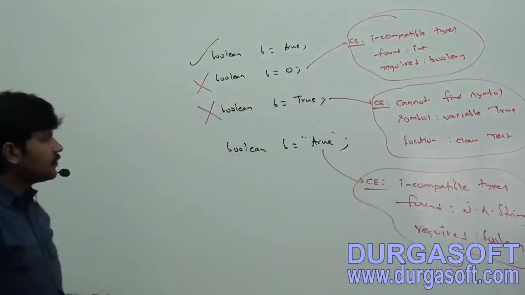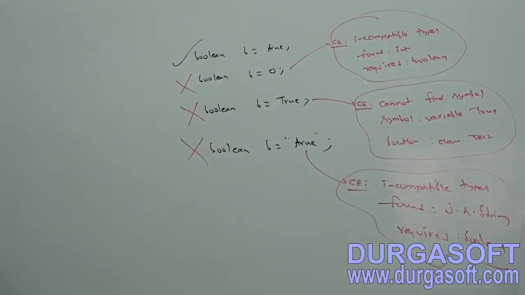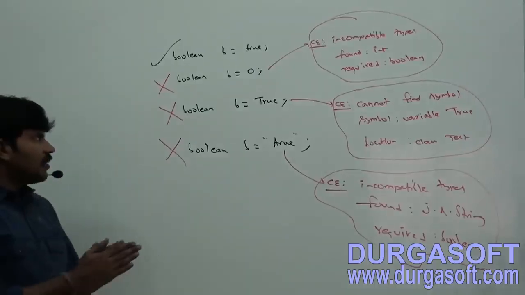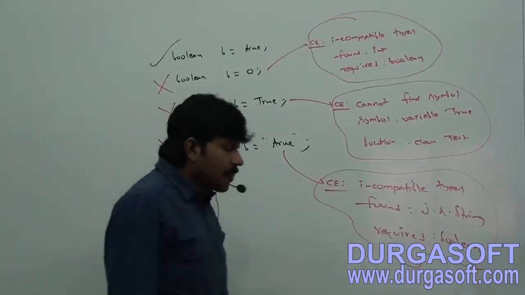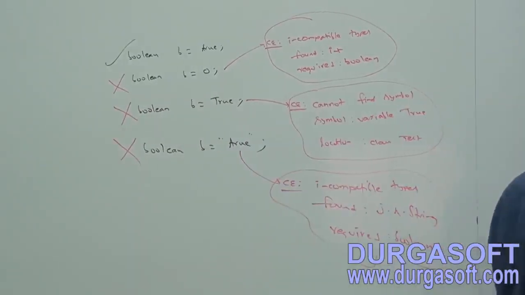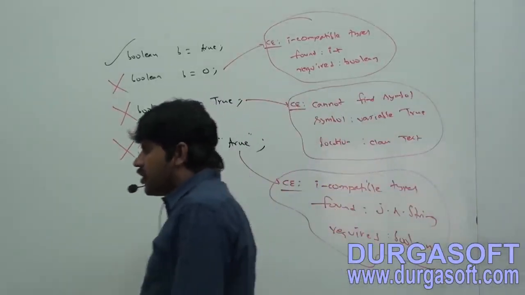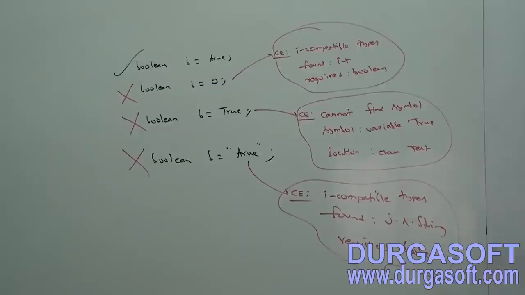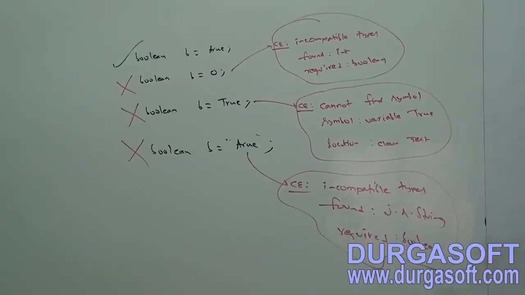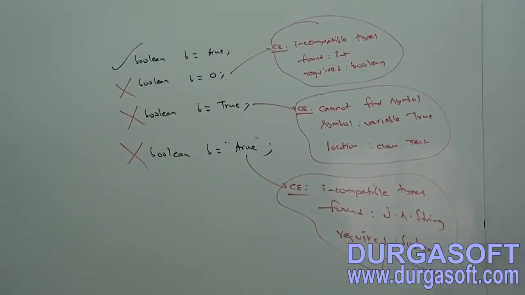I hope you have noted all these things. Boolean literals: the only allowed values for the Boolean type are true or false. If we provide anything else, immediately we are going to get a compile time error. Note clearly, we covered these already while covering the Boolean data type. Boolean b is equal to true, valid. 0 is invalid, incompatible types: found int, required boolean.